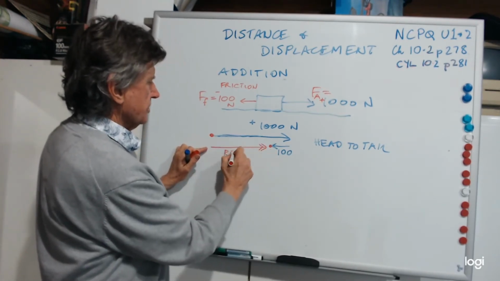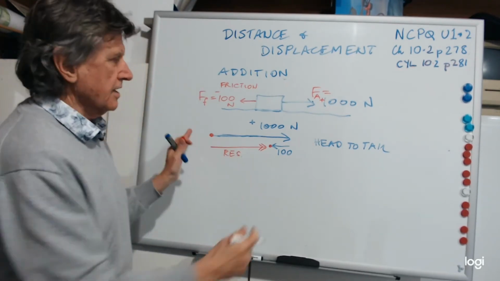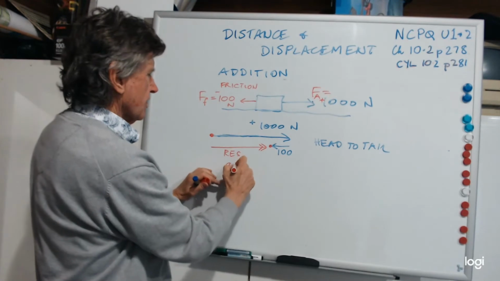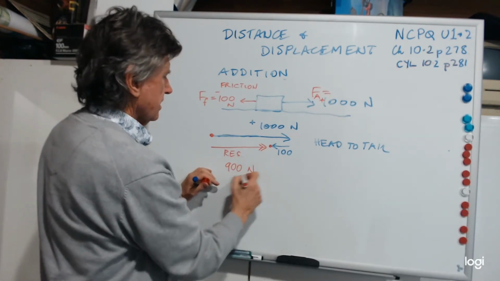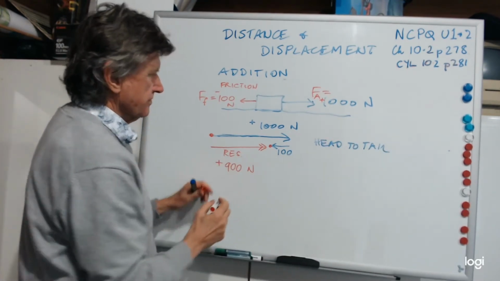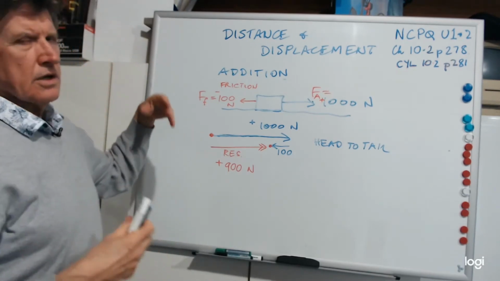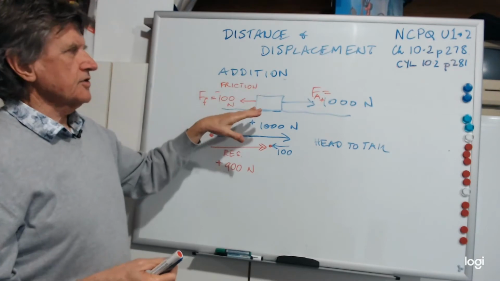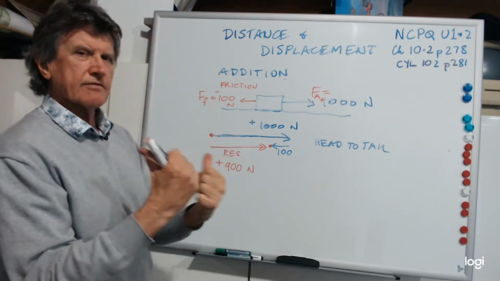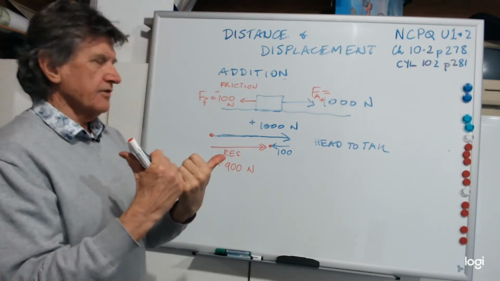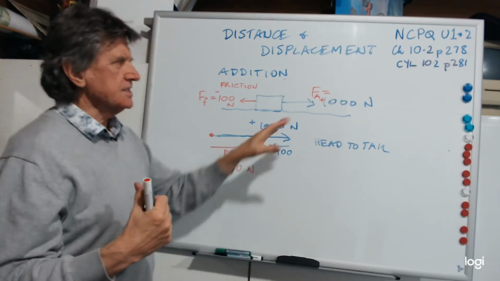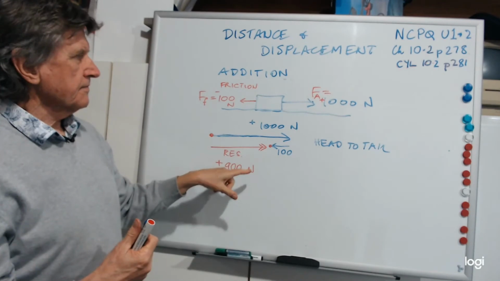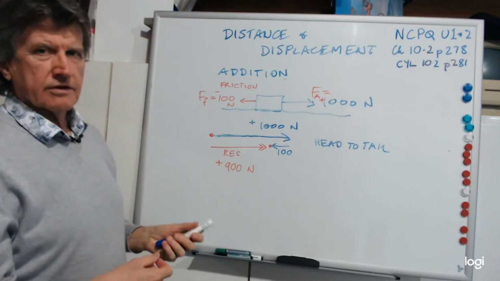So this is your resultant, and if you think about it, it's 1,000 minus 100, so this is 900 newtons in that direction, which is positive. Okay, so I misled you at the beginning when I said subtraction. I thought I better do one of these additions where you have the forces or the vectors operating in different directions. It's still an addition. You're adding the two forces to get the resultant. Okay, so that's all pretty straightforward.